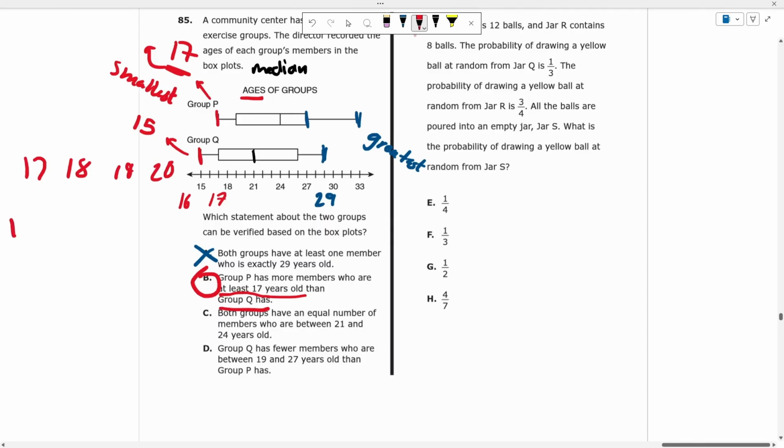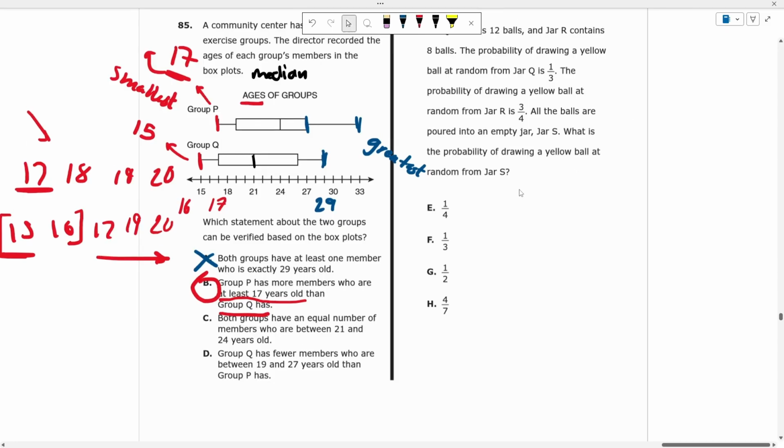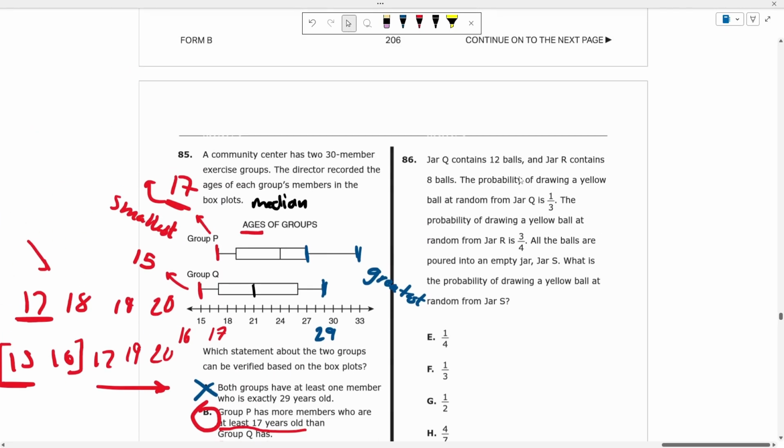Group Q, however, has like 15, 16, 17, 19, and 20, just for example. We know that the 17 is true and the 15 is true, right? But because there's a possibility for group Q to have a 15 and a 16-year-old and then have a 17 plus, we know that group P has older people on average, or more members that are at least 17 years old.